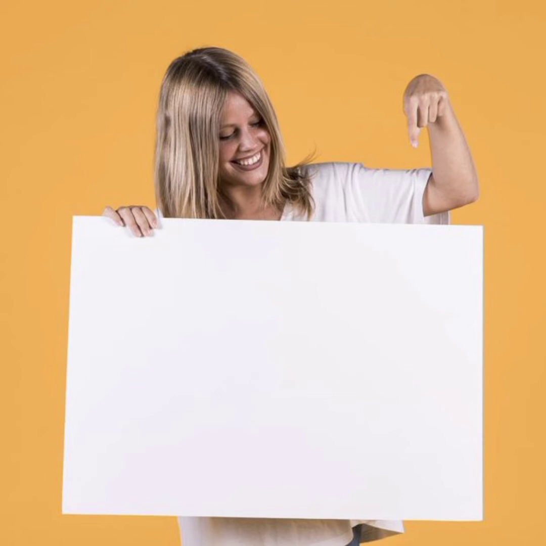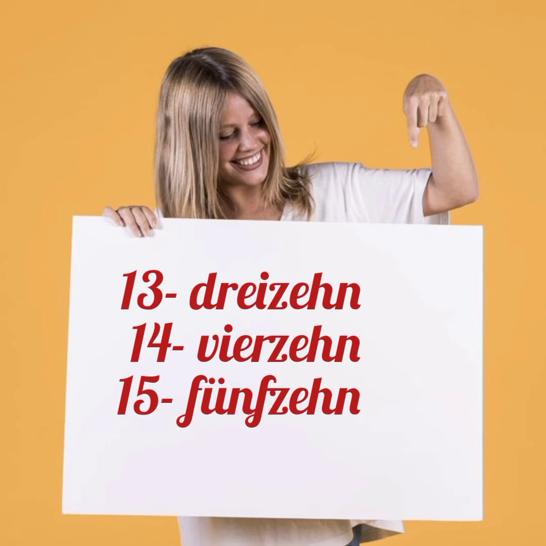Then you have 14, 4. Remember 4 was vier. So it becomes vierzehn. So dreizehn, vierzehn. Then 15 is fünfzehn. I'm really putting in the emphasis so that you get each and every pronunciation correctly. So dreizehn, vierzehn, and then fünfzehn.